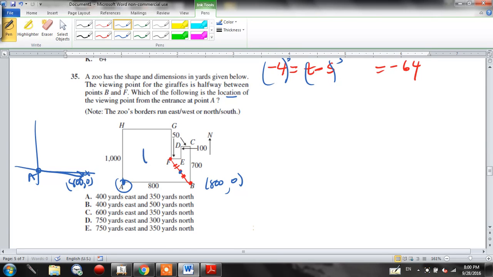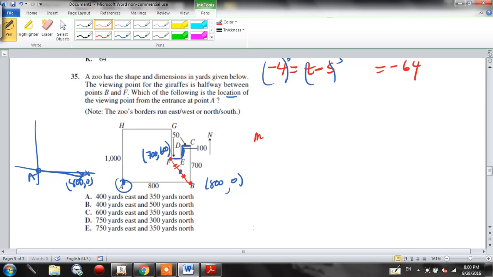The ordered pair that corresponds to F here is, well, this is 50, that's 50, and you subtract that from the 800, you get the x coordinate to be 700. Now this thing is 100. This whole thing is 700. So take away 100, you get 600. That's the coordinates for F. So that's the F, and that's this.